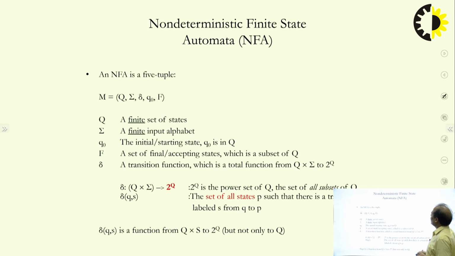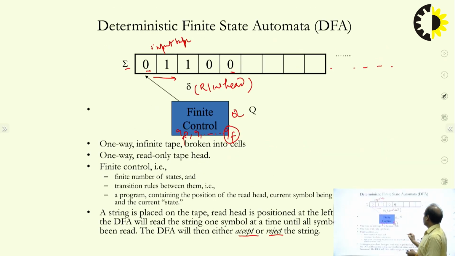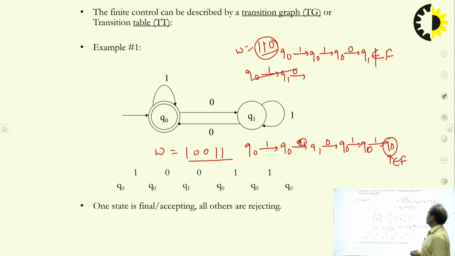Another model is non-deterministic finite automata. It is the same model, just an extension of DFA. If you look at the DFA model, delta is a transition function. This transition function was a map from Q cross sigma to Q, where we are changing the state.